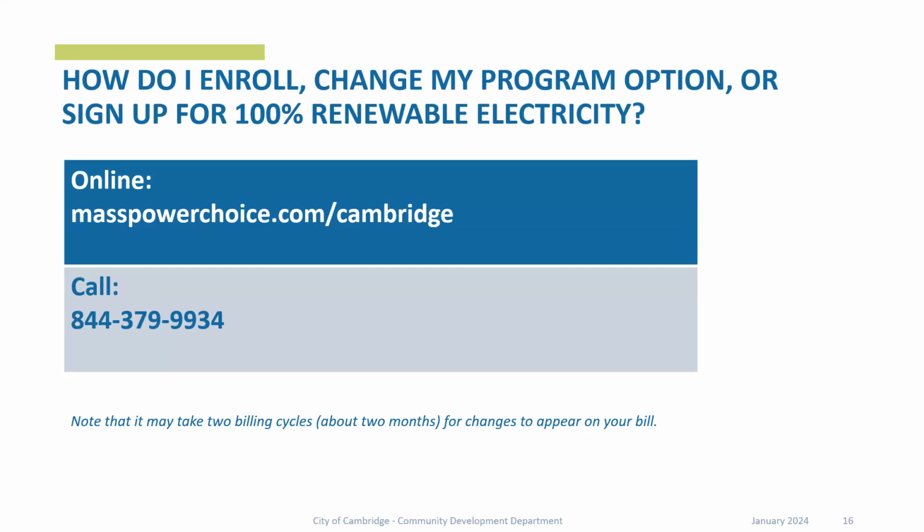So you should be enrolled in this, and you're likely enrolled in Standard Green, unless you take an option again to either opt into a different program option or to opt out of the program entirely. But if you do want to check, or if you do want to enroll in one of those other options, you can do so using either that website or phone number.